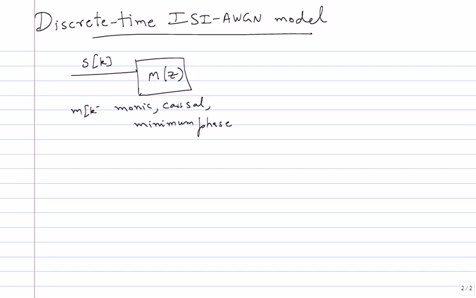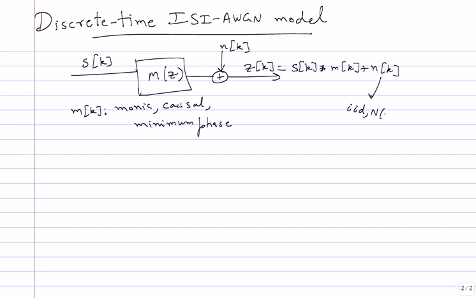Okay, so MK is that, and what you get out is going to be SK convolved with MK. Okay, I have to add noise, sorry. Followed by addition of noise, which is NK, to get ZK, which is SK convolved with MK plus NK. Okay, so this guy is IID normal in each dimension, with mu zero mean and variance sigma square, and this is the BK, which is the received value, received symbol value, signal value.